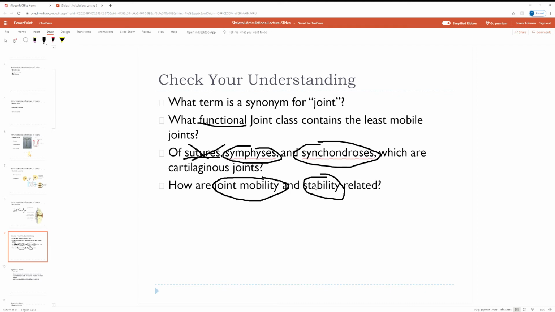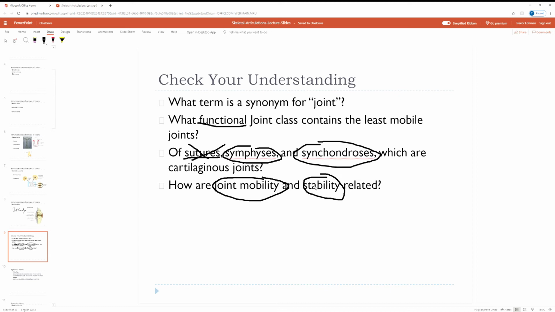If I was going to sum it up in one word, I would say inversely. The more stable a joint, like picture a suture of your skull, well, that's not going to be very mobile. And the more mobile a joint, like if you think of your shoulder, for example, well, it's inherently less stable. It's still stable. It's not like your shoulder's falling out left and right. But when compared to your suture, it's much less stable.